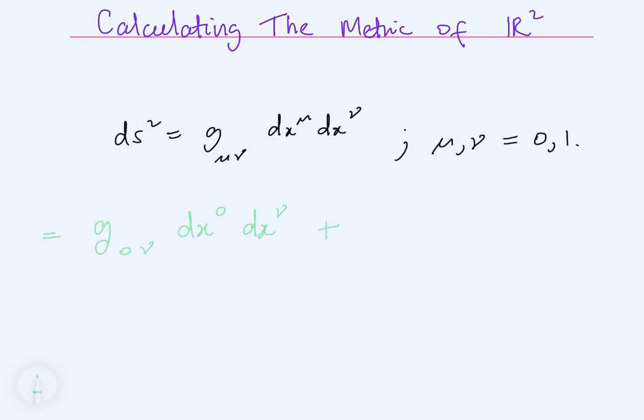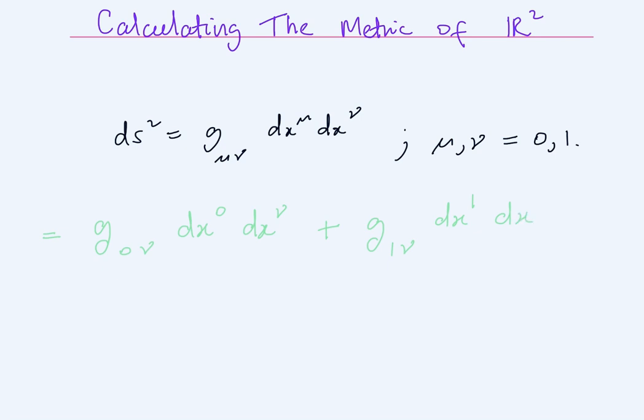So let's continue. Plus g. Now we're going to substitute 1. We've substituted 0, now we're going to substitute 1. So in place of mu, we put 1, and we've got g 1 nu and dx 1, putting 1 in place of mu.